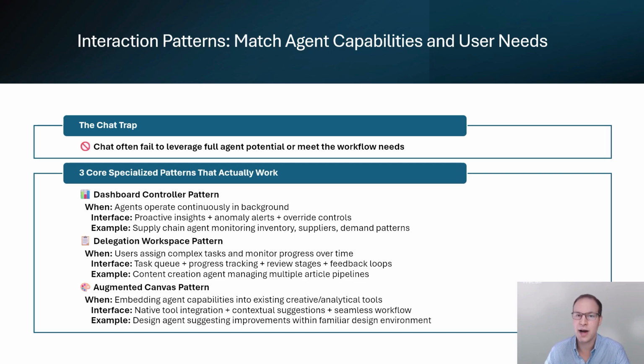investigation and override controls. The delegation workspace pattern is instead better suited for scenarios where a user assigns a complex task to agents and monitors the progress over time. Think of a content creation agent where users can queue multiple articles and see the agent's research project progress, review the drafts at various stages, and provide feedback so as to shape and steer the final output.